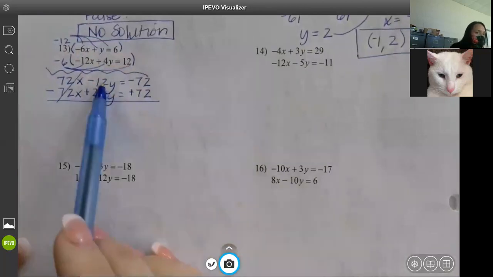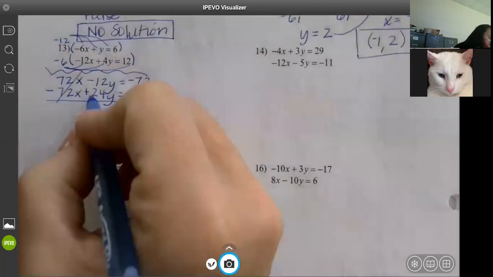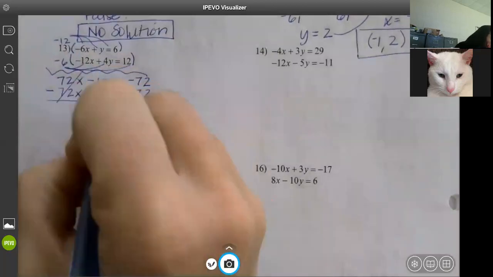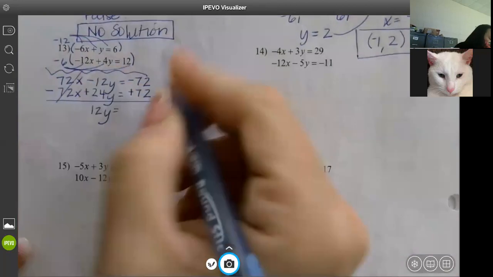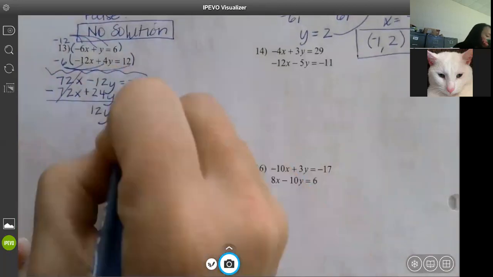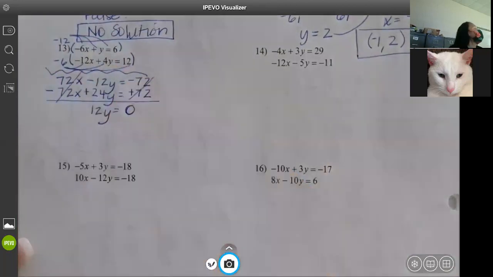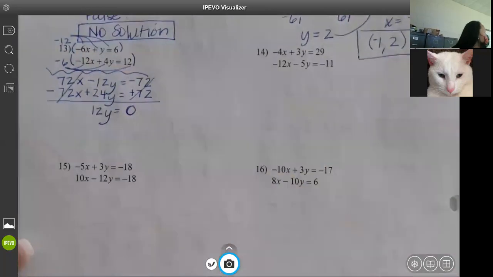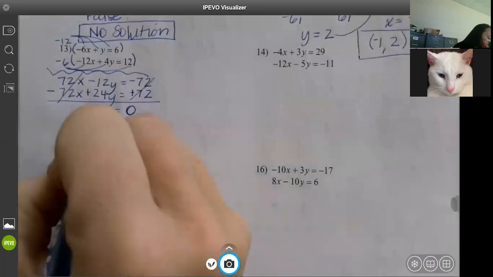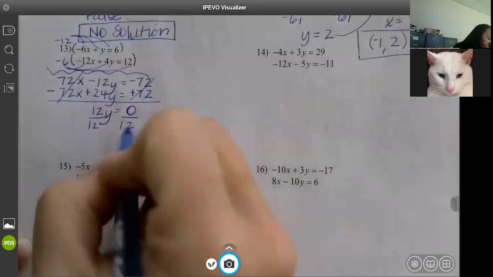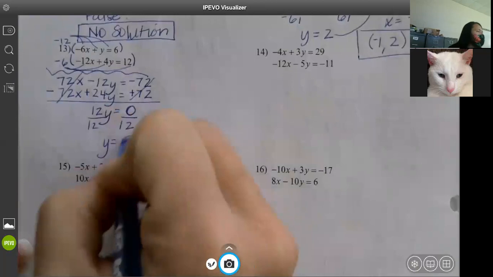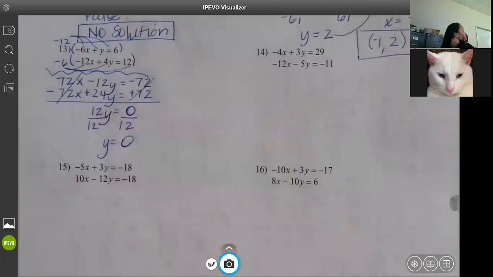Put it in your calculator, negative 12 plus 24, or 24 minus 12 is 12y. Your 72s cancel out, so we put a 0 down here. This is not no solution because you have a y left, okay? We need to finish it out by dividing by 12, and we get y equals 0. The only time you'll get a no solution is if the letters all cancel out. So not because you get a 0, but because the letters cancel out.